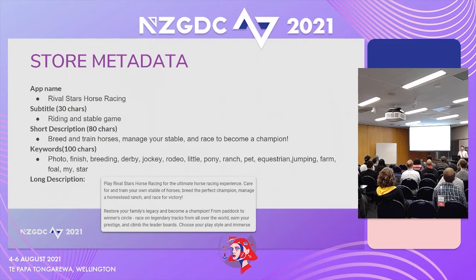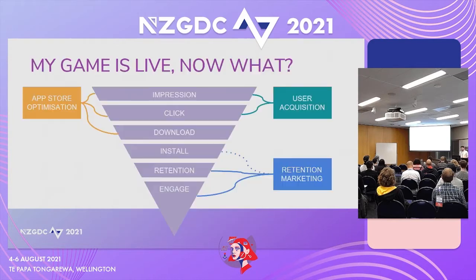So if you think search phrases, if someone's looking for a horse breeding game, well, horse is in the app name, breeding is in the keywords. Your long description is where you can really get into the nitty-gritty of things, put all your feature sets, sell the story, and pitch it to your audience. Only about 3% of people actually read the store description. It's not that many, but it's still important to do and really gives you an opportunity to sell it to those people who want to.